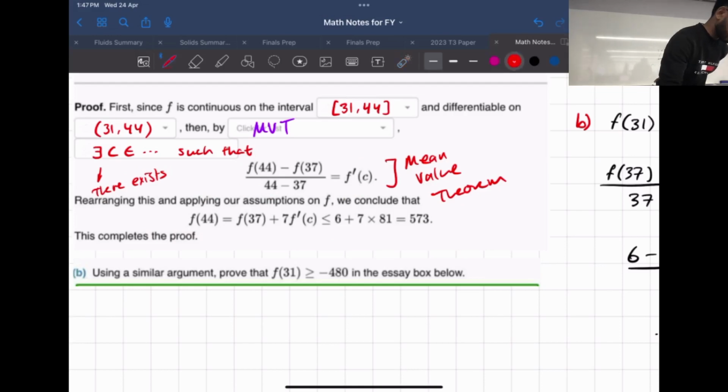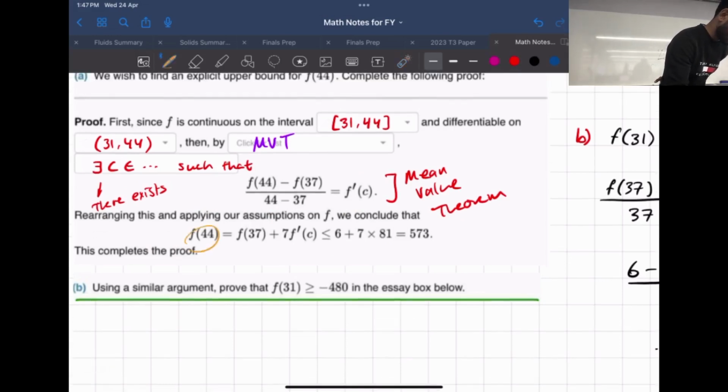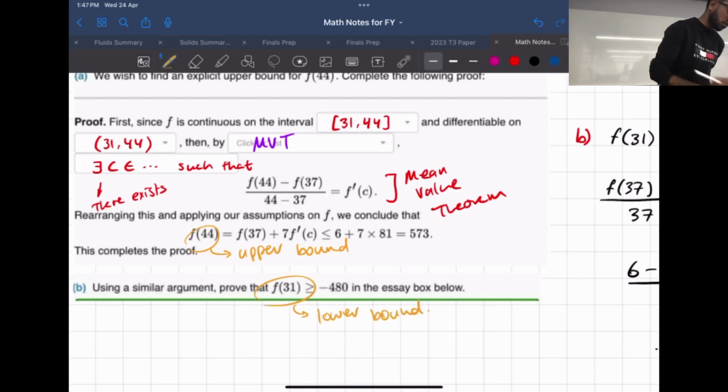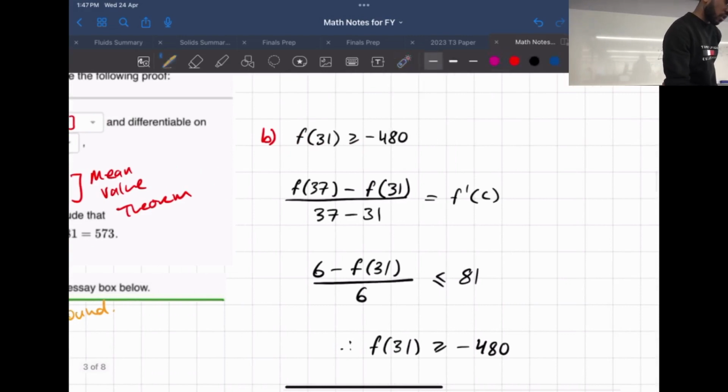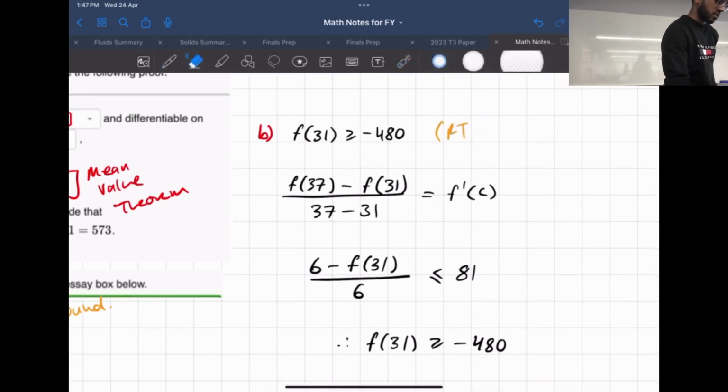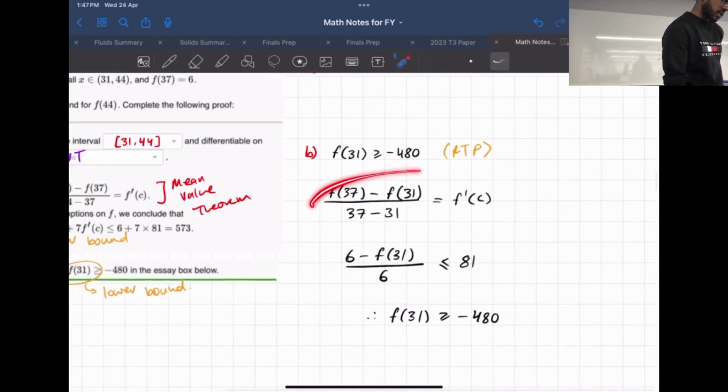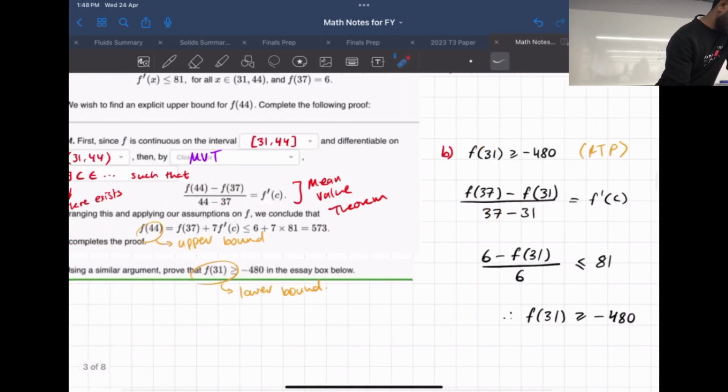So, over here, we're trying to find an upper bound. Over here, however, we're trying to find a lower bound. What I'm going to do, I'm going to use pretty much the same exact steps, okay? So we're trying to prove this, so this is required to prove, RTP. Subbing into our MVT equation, f of 37 minus f of 31 divided by 37 minus 31. In your case, it might be a little different. So I just took this number over here and this number over here.